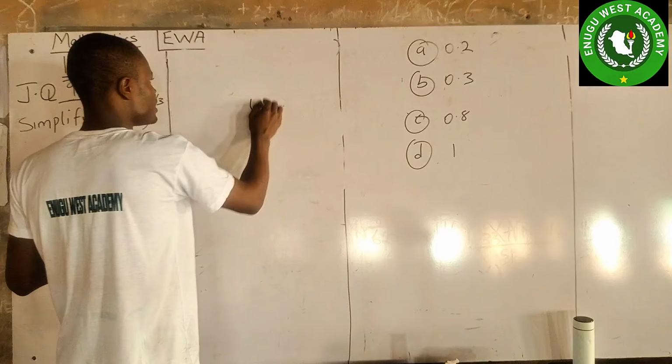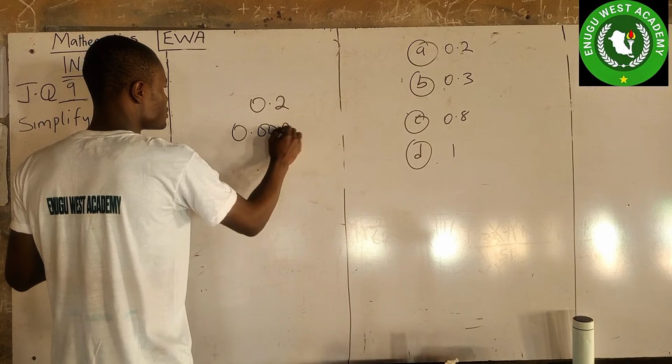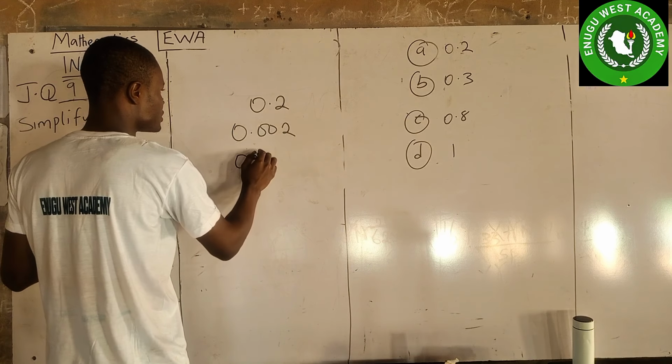If you have 0.2, or you have 0.002, or you have 0.02, how do you convert this to a fraction? It's very simple. Now look at this. If, from this point, you count 1, it means 2 over 10. Hope you are following.